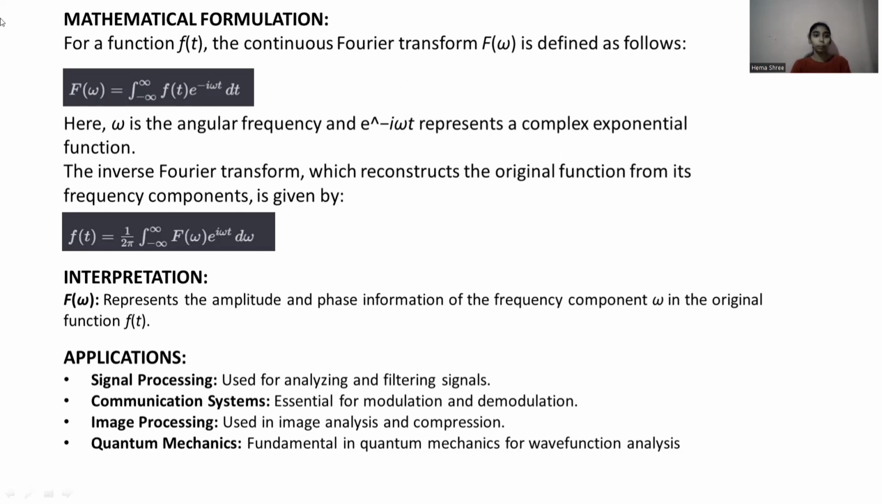Interpretation. F of omega represents the amplitude and the phase information of the frequency component omega in the original function f of t. Applications. Signal processing: used for analyzing and filtering signals. Communication systems: essential for modulation and demodulation. Image processing: used in image analysis and compression. Quantum mechanics: fundamental in quantum mechanics for wave function analysis.